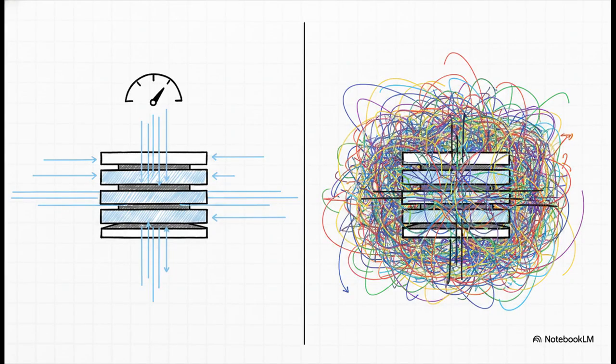Now these new GAA devices are amazing. They give designers way better electrical control, which is great for performance and power. But here's the thing, they absolutely do not solve the fundamental physics problem of mechanical stress. In fact, you could argue their super complex stacked structures make predicting that stress even harder.